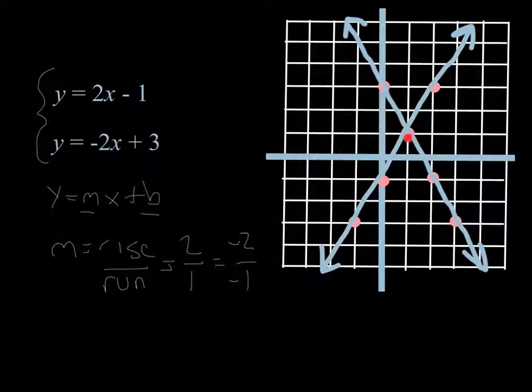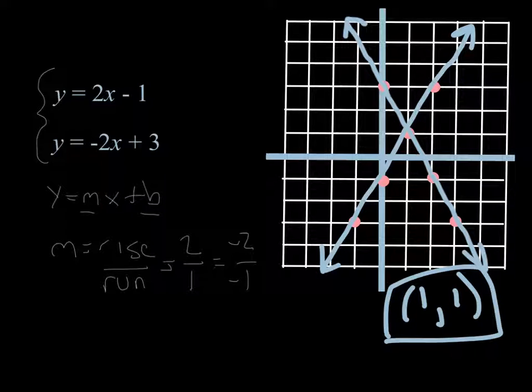Now remember, the reason why you're drawing these lines is because every single point on this line is a solution to this equation. Every point on this line is a solution to this equation. So this point right here is very special in that it is a solution to both this equation and this equation. It's the solution that works for both. And that coordinate, that xy value of 1, 1, is your answer for the solution to this system of equations. This one coordinate will make both equations true.